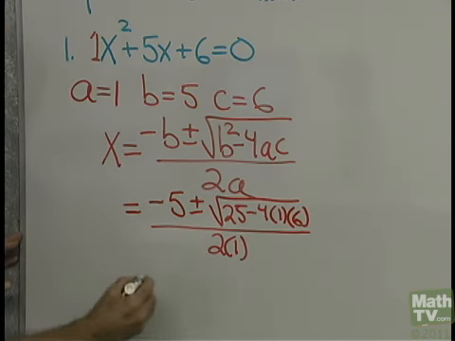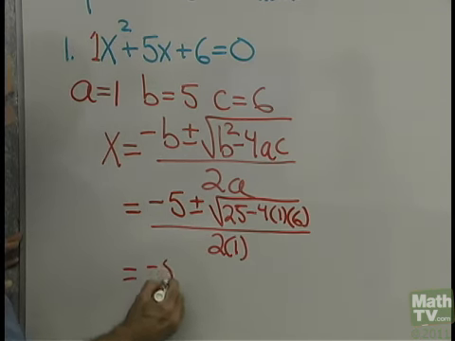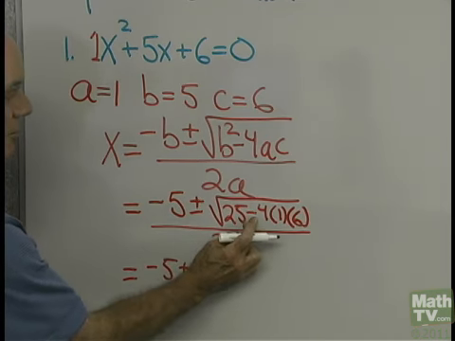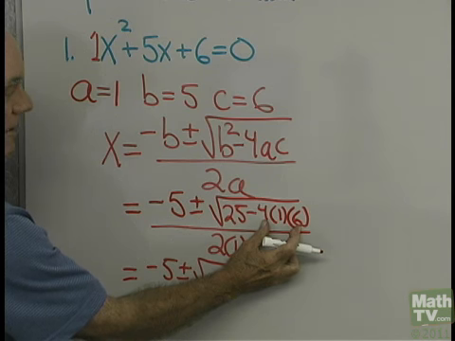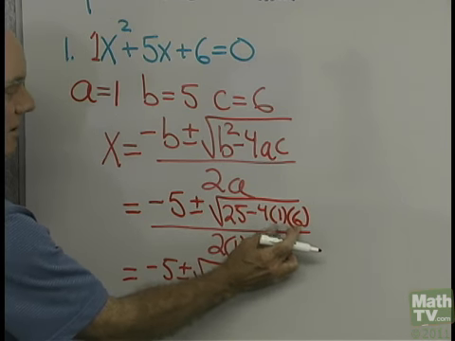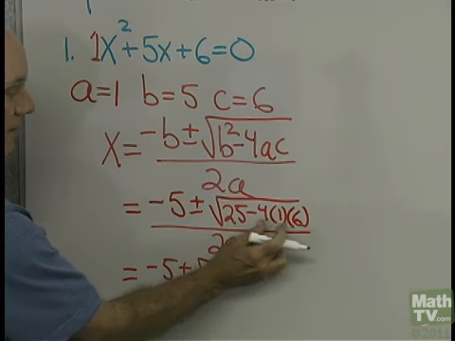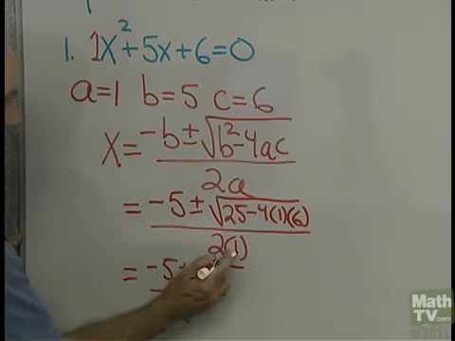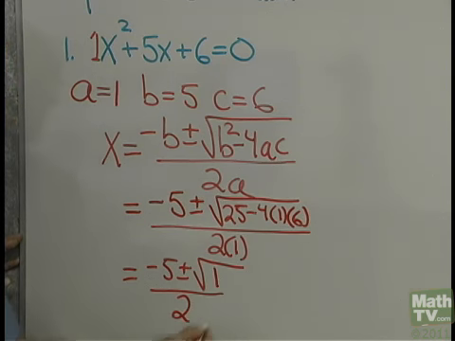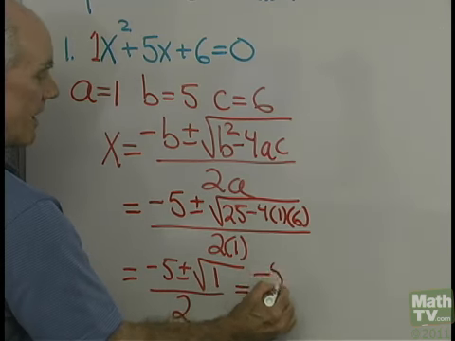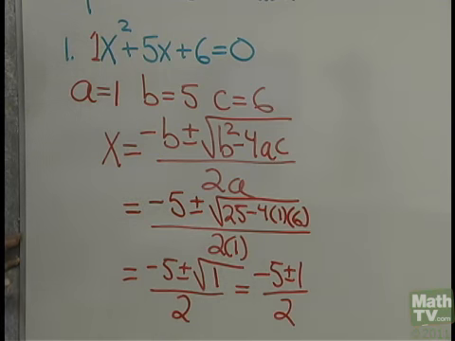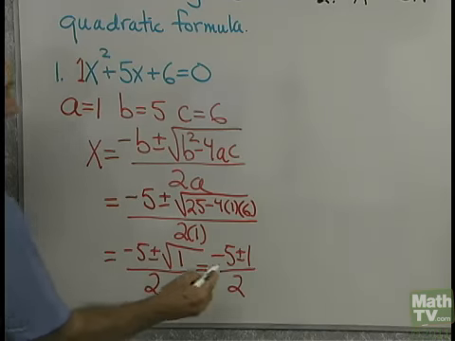Now I'll continue to simplify here. I'll end up with negative 5 plus or minus square root of 25 subtract 4 times 1 times 6. 4 times 1 times 6 is 24. 25 subtract 24 is 1. And then 2 times 1 is just 2. Continuing to simplify, square root of 1 is 1, so I have negative 5 plus or minus 1, all divided by 2. And so this will give me my two solutions.